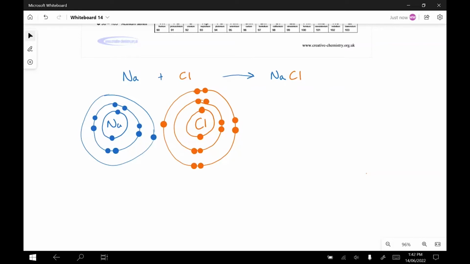So it will look like this. Both these atoms now have full outer electron shells, but when they did that, they either gained or lost electrons, and that made them form ions.